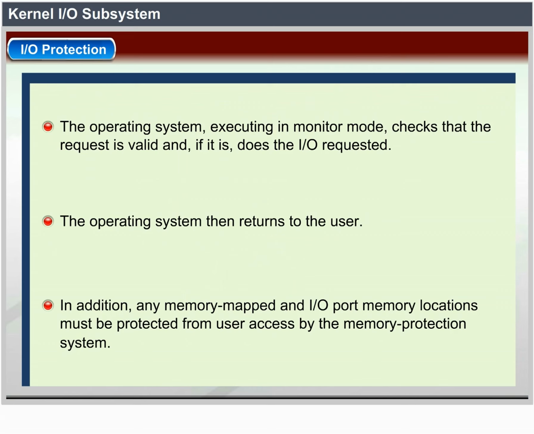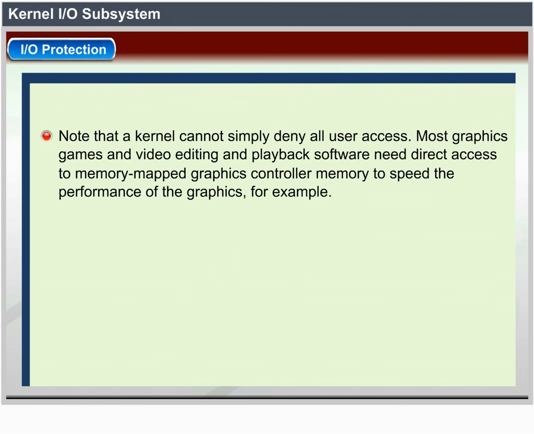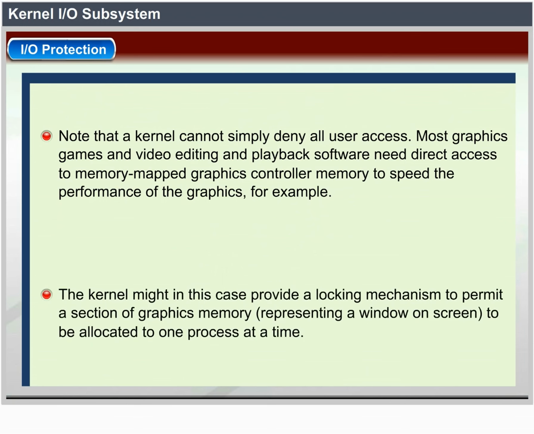Note that a kernel cannot simply deny all user access. Most graphics, games, and video editing and playback software need direct access to memory-mapped graphics controller memory to speed the performance of the graphics, for example. The kernel might in this case provide a locking mechanism to allow a section of graphics memory representing a window on screen to be allocated to one process at a time.